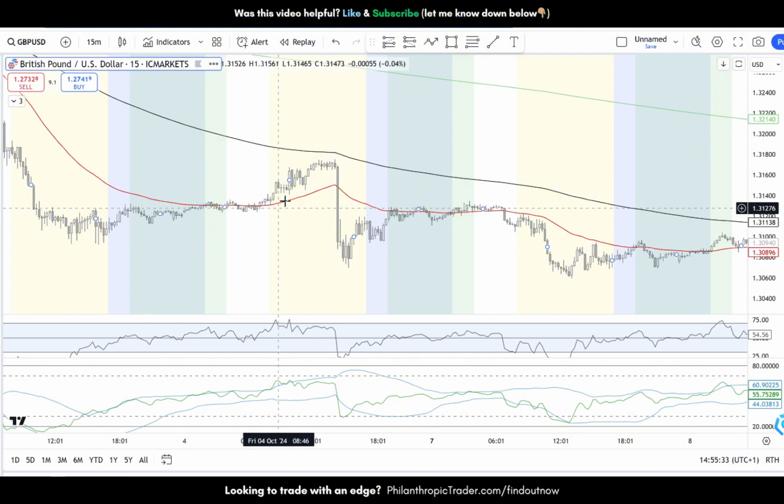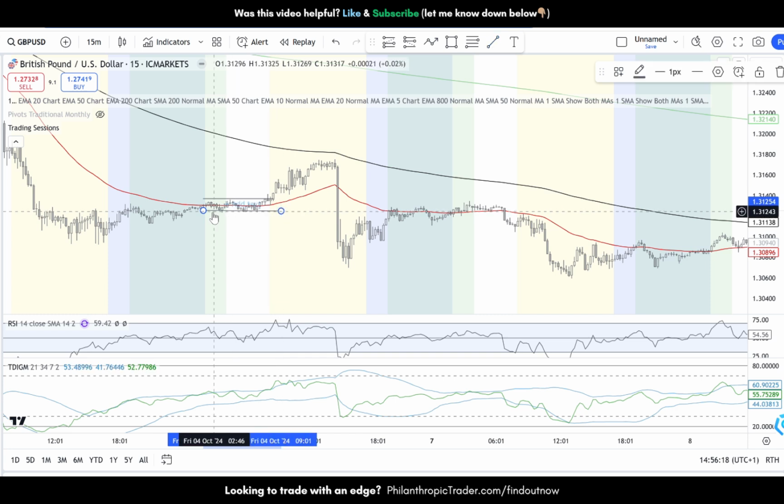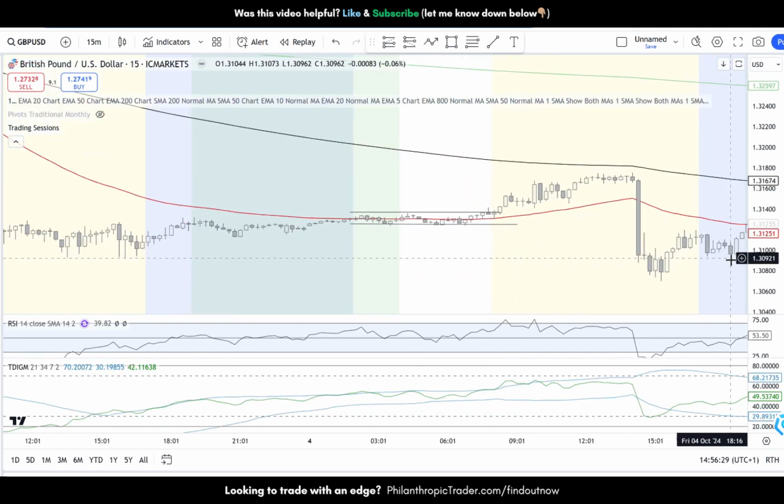So what you can do, you can wait for the pullback, or you can wait for a breakout of the Asian session. This here is the Asian session, and we just wait for a breakout. So over here we have the range, and then once London opens, you can take the buy, right? Because it breaks out the range.